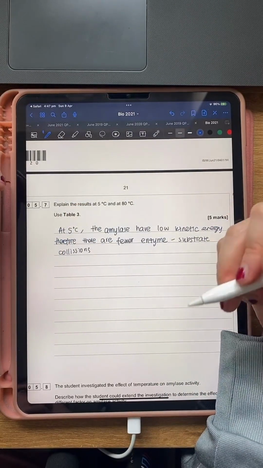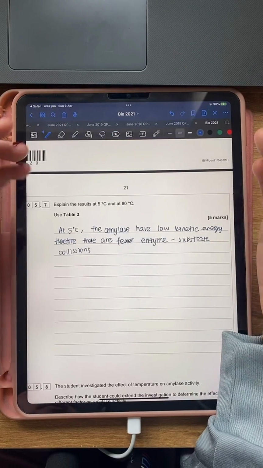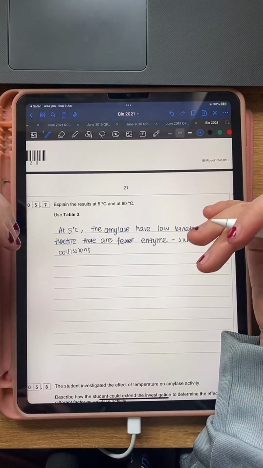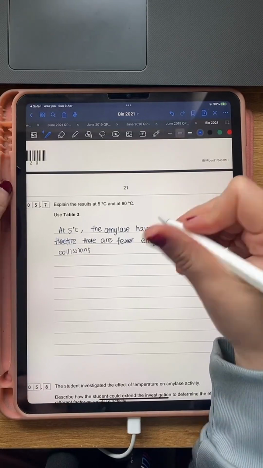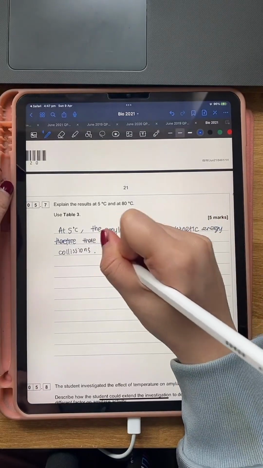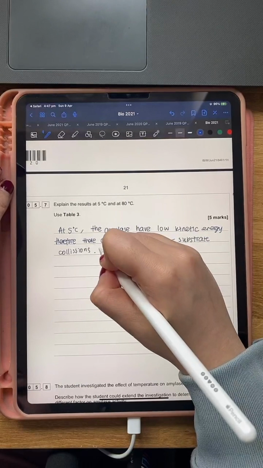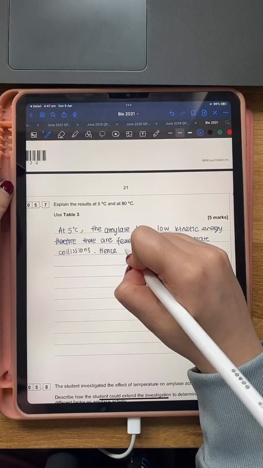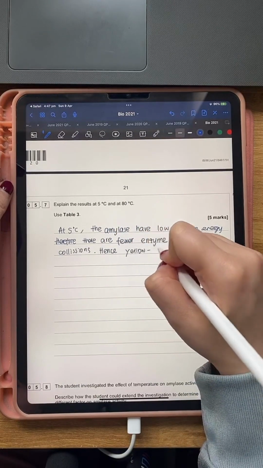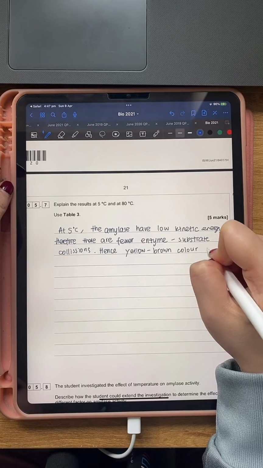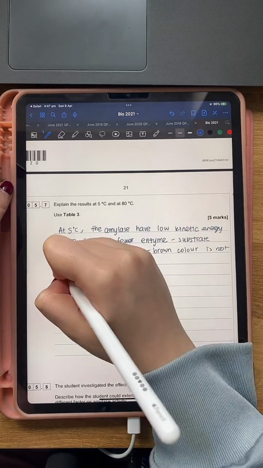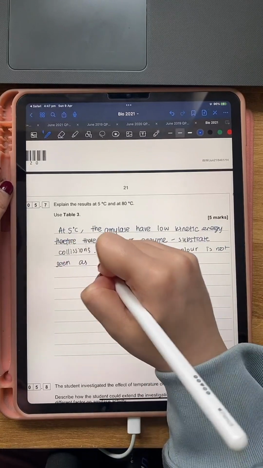Hence, yellow-brown color is not seen as the iodine did not break down the starch. So that's at 5 degrees Celsius.